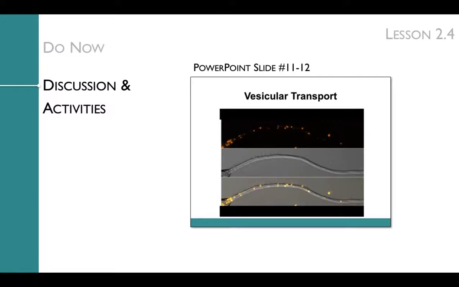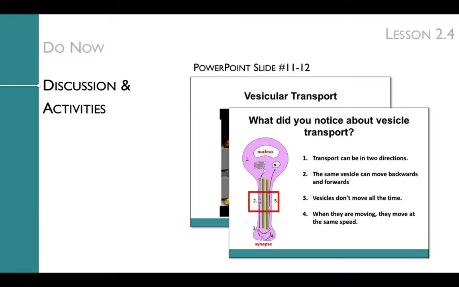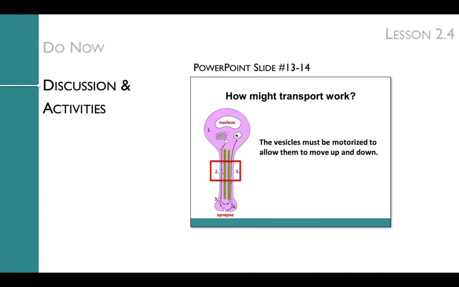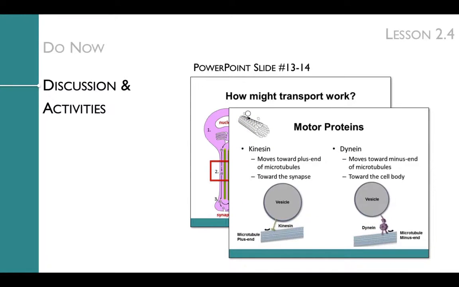After watching the video and discussing student observations, you'll use slide 12 to discuss what the scientists noticed about vesicular transport. You'll then ask the students how might transport work and focus on the idea that vesicles must be motorized to allow them to move. Then you'll use slide 14 to introduce the motor proteins that move vesicles along the microtubule tracks, kinesin and dynein.